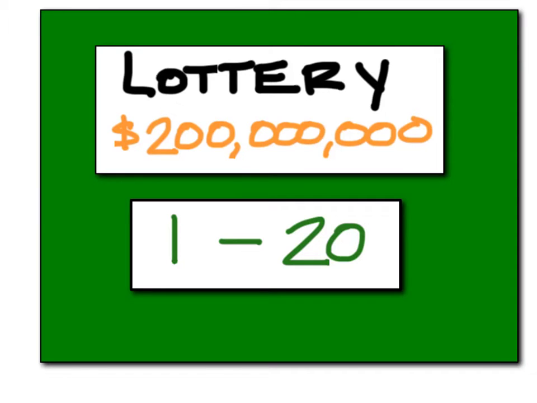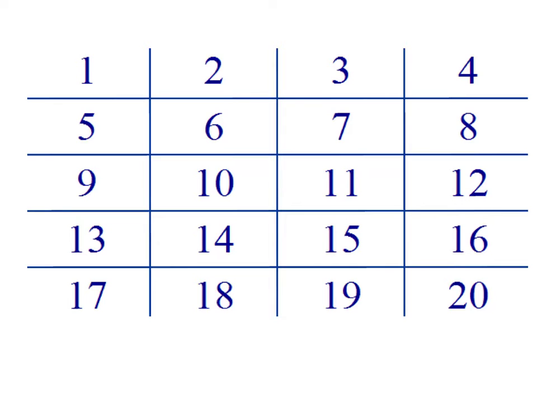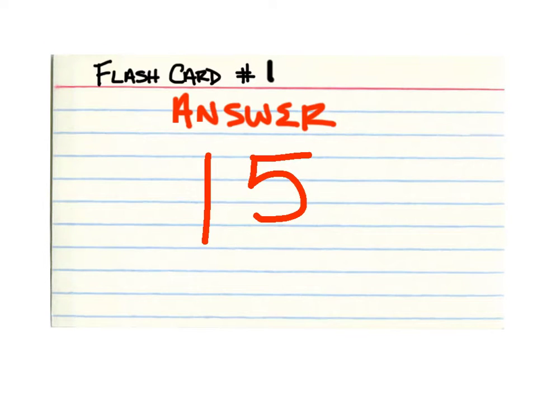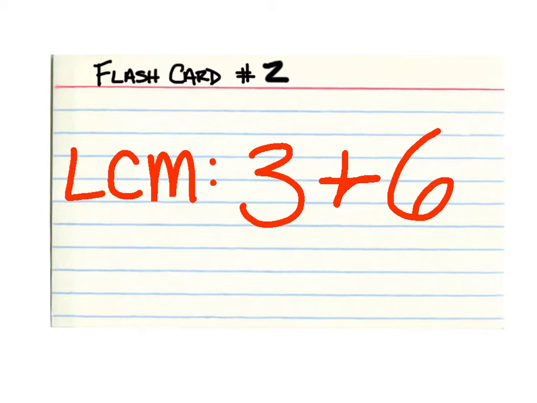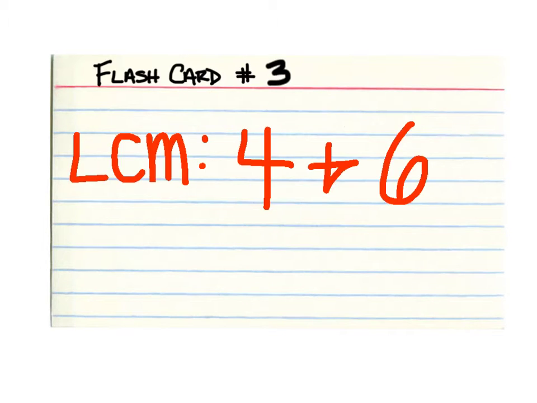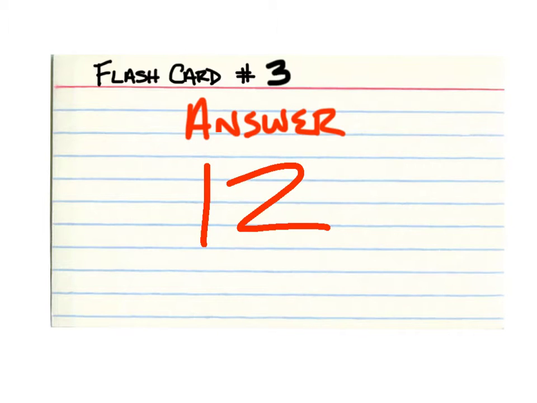Alright, go ahead and pick a number and bring it up. Okay, winning numbers for today are 1 and 17. Alright, just go ahead and say this out loud. 15. 12.